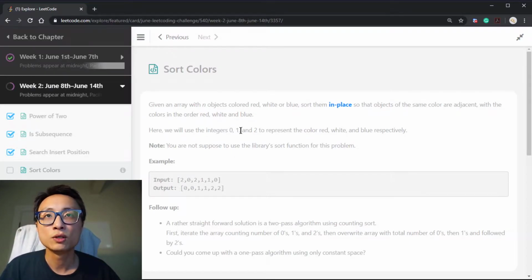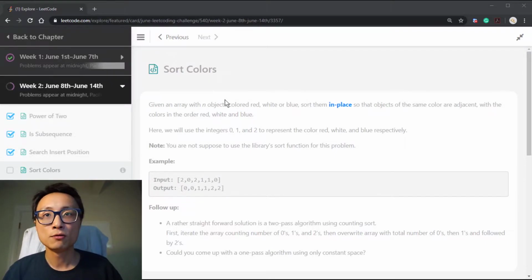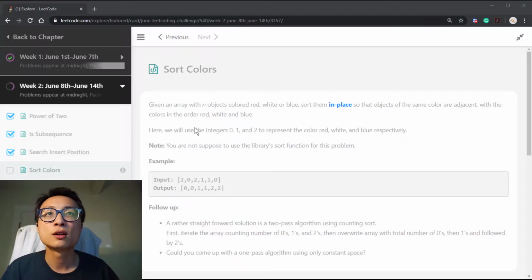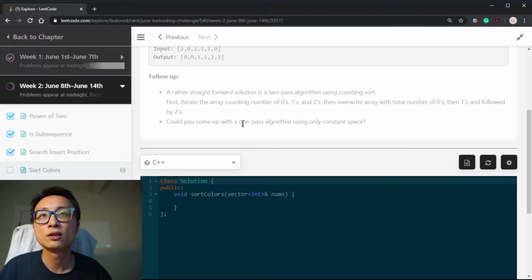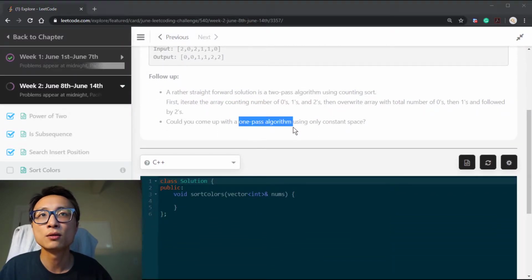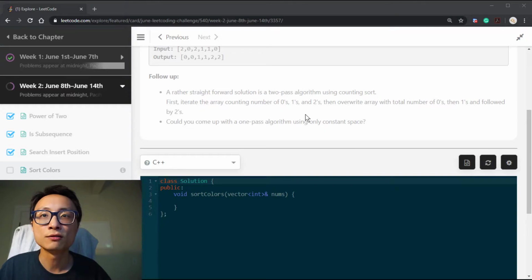It just so happened that we use integer numbers 0, 1, 2 to represent red, white, and blue. So the question becomes: sort the array of integers in increasing order. Since it becomes a straight-up sorting problem, we are not supposed to use the library sorting function. And in the follow-up, it tells us we should aim at a one-pass algorithm that uses only constant space. So just sorting is not enough. We have to be more efficient and also not use a lot of extra space.